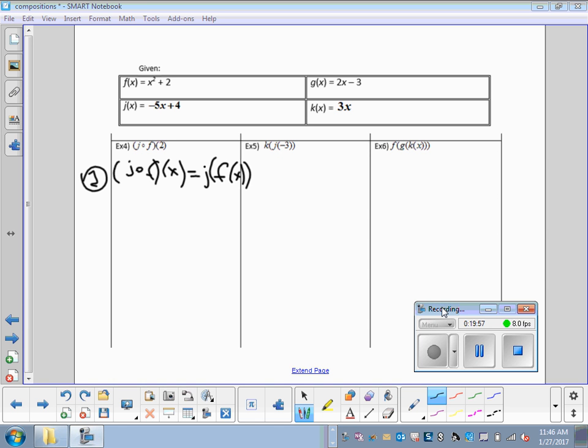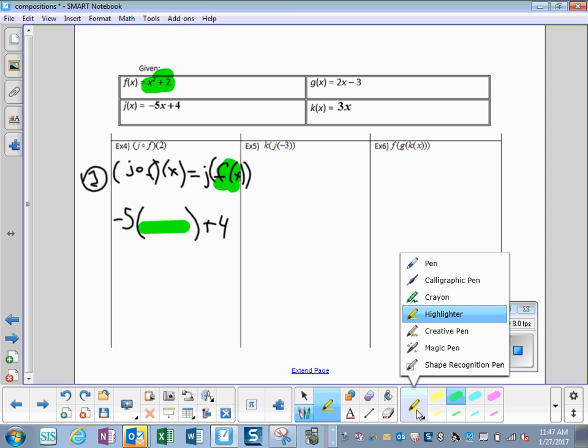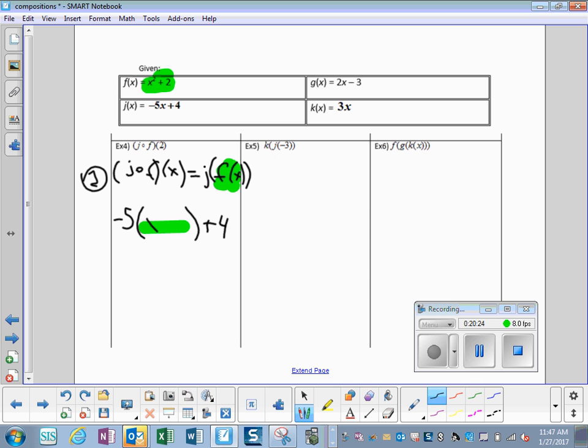Right. Okay, so first we'll figure out the composition function. So my g, what is my g? Negative 5x plus 4. So what I do is I write negative 5, parenthesis with space for my variable, plus 4. That's my j. Now what goes inside? My f, right? So my f is what goes inside. So x squared plus 2 goes here. I put x squared plus 2.